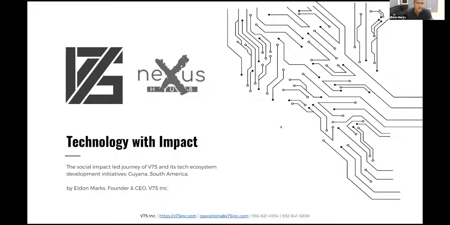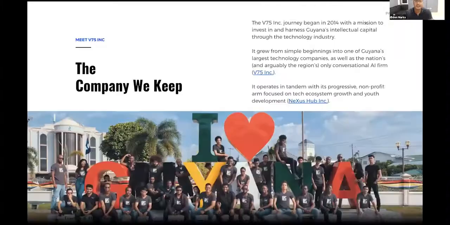It's about a journey that started so many years ago, and the journey is pretty much impact focused. It focused on the development of, or the investment in, Guyana's intellectual capital through the technology industry. That began in 2014 as a very simple community, but it grew into one of Guyana's largest technology companies, as well as the nation's, and possibly the region's, only conversational AI firm. And it operates in tandem with a progressive nonprofit arm focused on tech ecosystem growth and youth development, and that's Nexus Hub Inc.